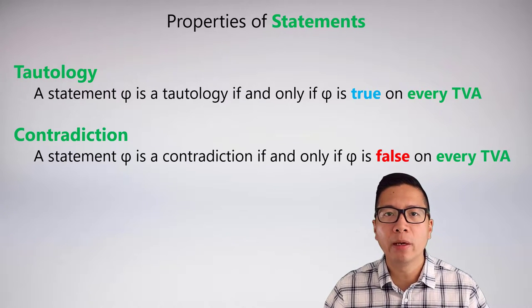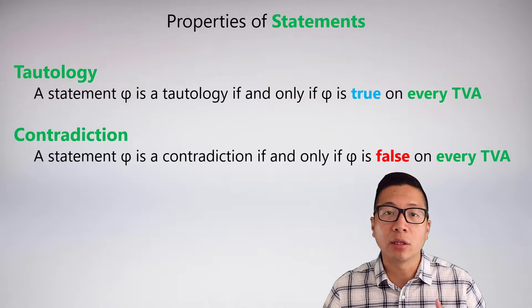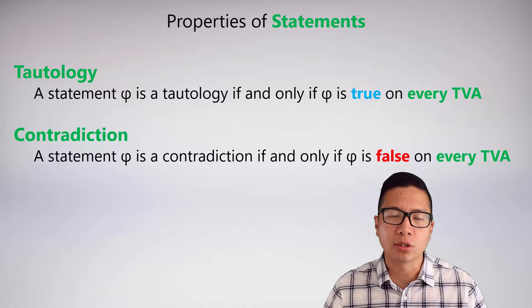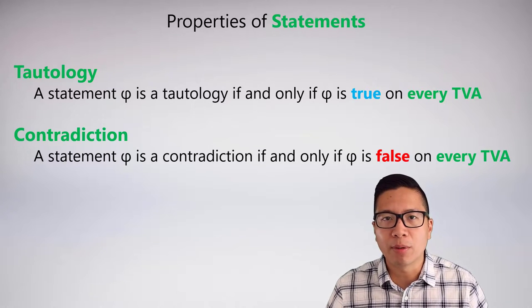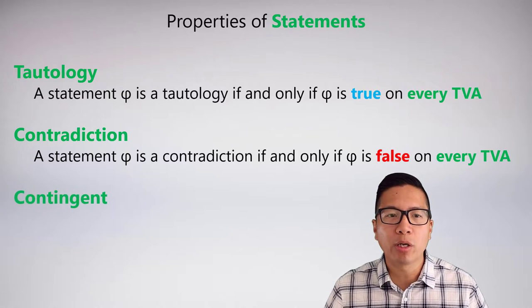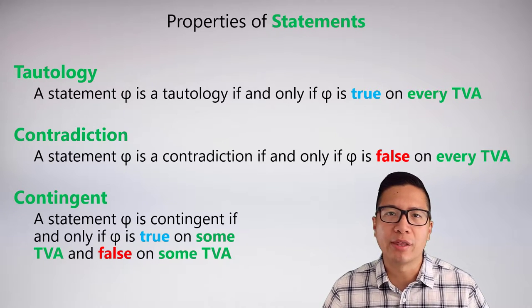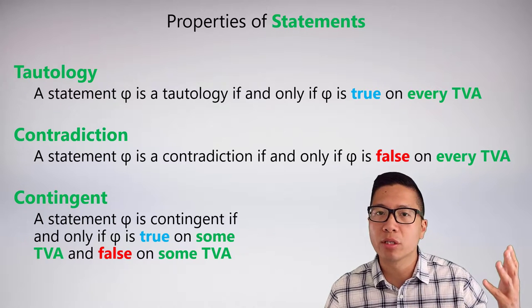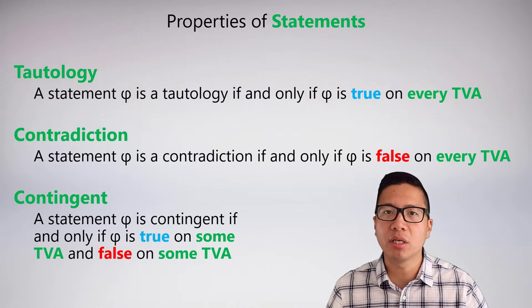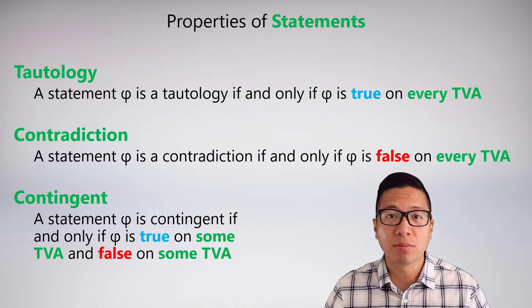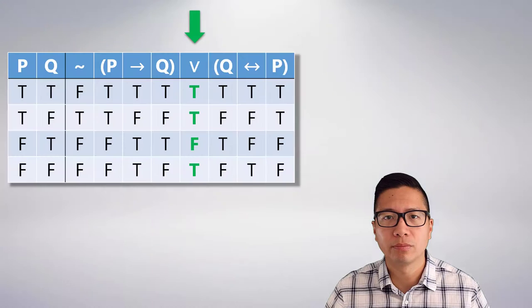And again, this should make sense based off of our intuitive understanding of what a contradiction means. Now lastly, I alluded to this in a previous video, sentences aren't just tautologies or contradictions. If you have a statement that's not a tautology, but it's also not a contradiction, it's something else. And we call that statement contingent. The definition of a contingent statement is: there's at least one TVA where the sentence is true, and at least one TVA where the sentence is false. Which is to say, it depends, and that's what contingent means.